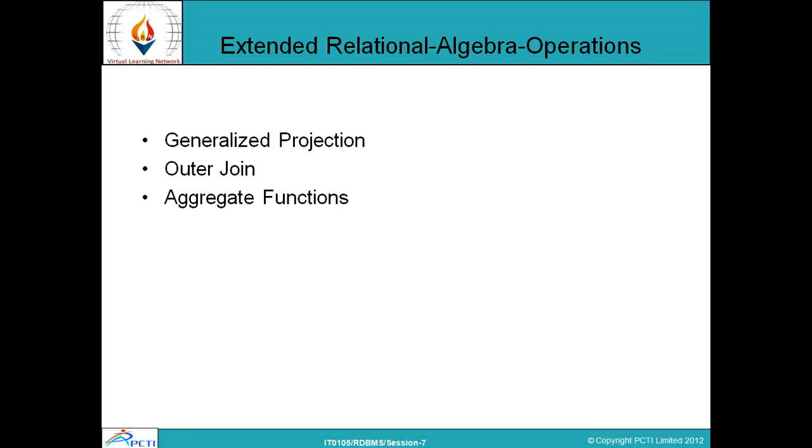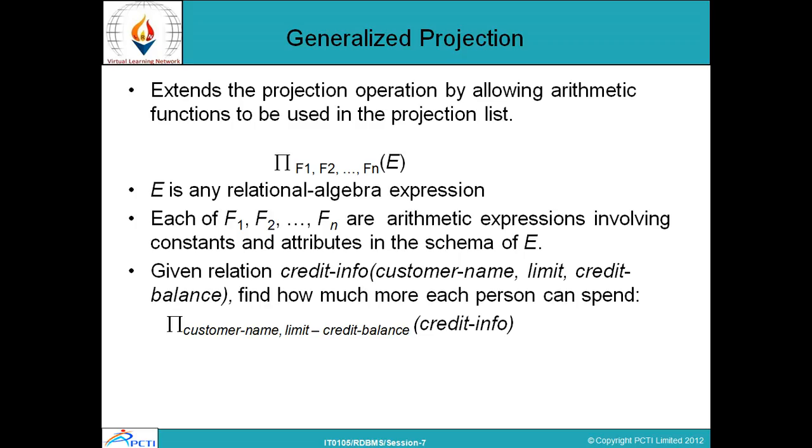Next, there are some extended relational algebra operations: generalized projection, outer join and aggregate functions. The generalized projection extends the projection operation by allowing arithmetic functions to be used over the projection list. It extracts columns like this, but we are also applying some function over the column. That is very helpful for working over the database.